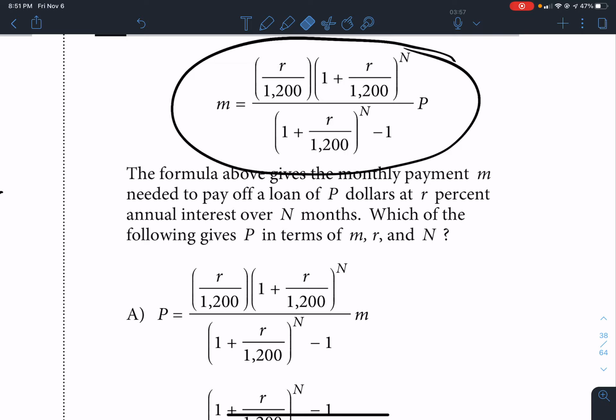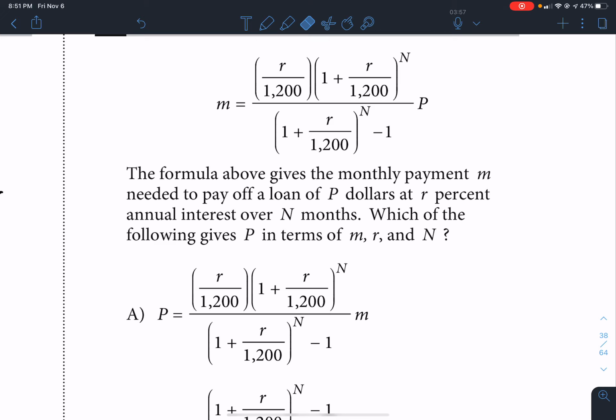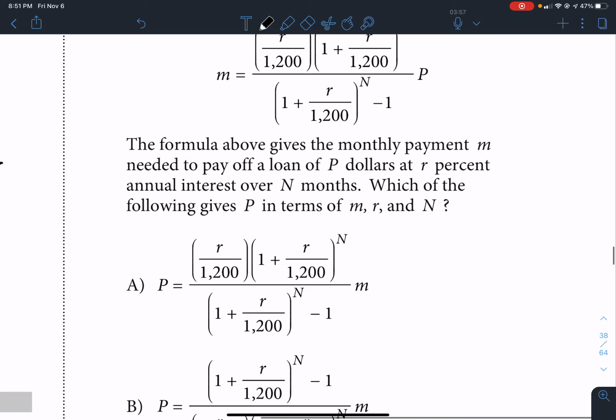I admit it looks a little scary, but remember this is SAT. It shouldn't be that difficult. In terms of math, it's just typically a little bit of algebraic manipulation, rearrangement, or something like that. It's not going to be terribly difficult. So what is it asking for? Let's look at the question again. Which of the following gives P in terms of M, R, and N?